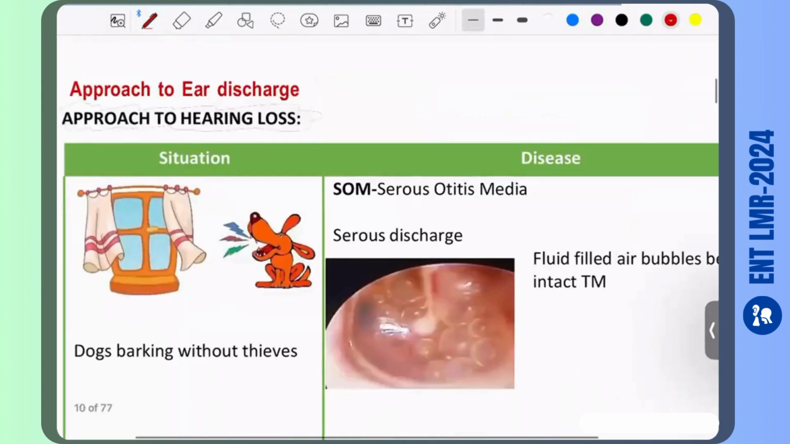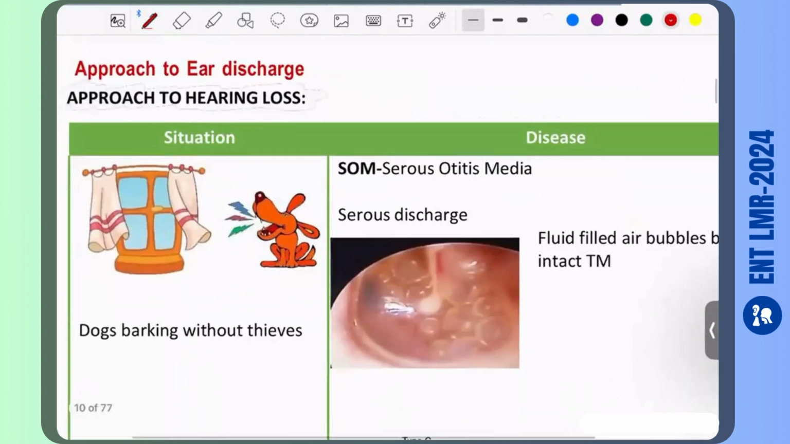Next is approach to ear discharge. I'll solve questions and discuss the topics based on the symptomatic approach to ear discharge, approach to hard of hearing, approach to vertigo, and approach to ear pain. We'll start with approach to ear discharge. If the patient is having a middle ear fluid without any infection.